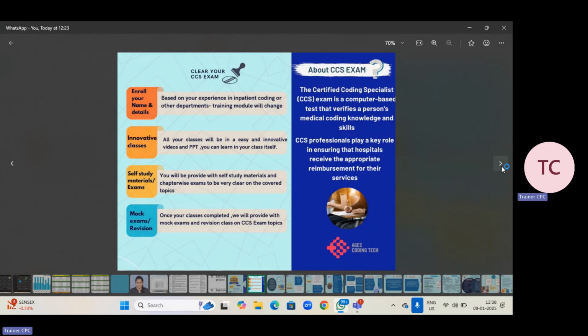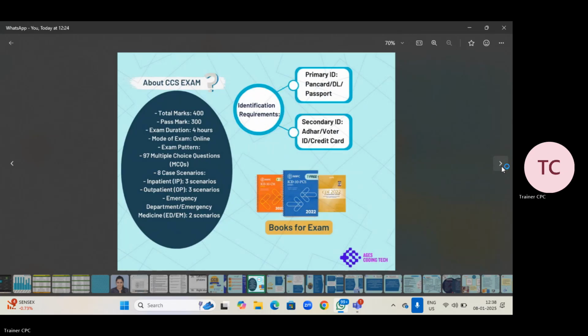So coming to the CCS exam, this is an online based exam, team, and you'll be giving your exam for 400 marks. Out of 400 marks, you need to get 300 marks to clear the exam. For this exam, you will be getting 4 hours duration. So to complete the questions for 400 marks, you'll have a 4 hour time period. And this is a computer based, online based exam only.